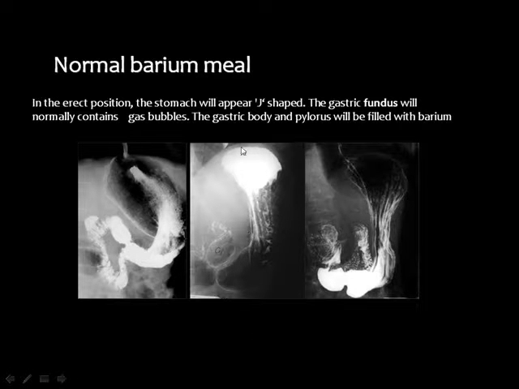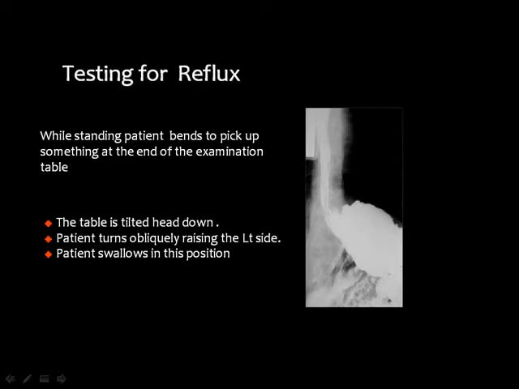Here you can see the fundus is filled with barium, but here it is filled with air, and the opposite is seen here. You see the pylorus and the distal part of the stomach containing barium, while here you can see it with air. Barium fills the part of the stomach for configurational abnormalities, and air for mucosal changes.